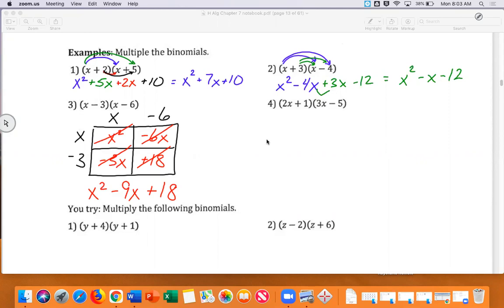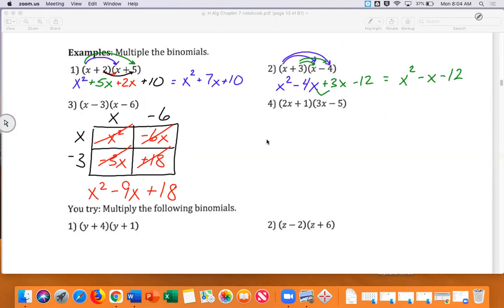Right, AJ? So we have 3 methods. We have FOIL. I don't really like to think about it as FOIL because you can only use it for a binomial times a binomial. It's the only thing it's good for. So most of the time I think of it as distributing. I'm distributing each term into that second polynomial. Then we have the box method or the area model. That way is nice and clean. It's easy to follow. So you can choose which way you want to do it. I kind of like the box method. It's easy, it's clean.